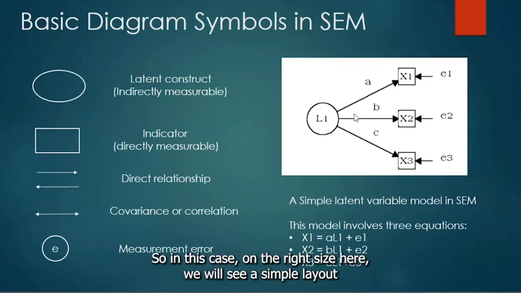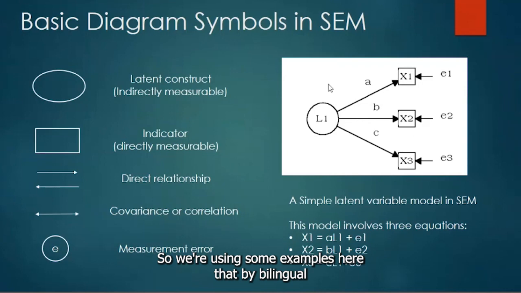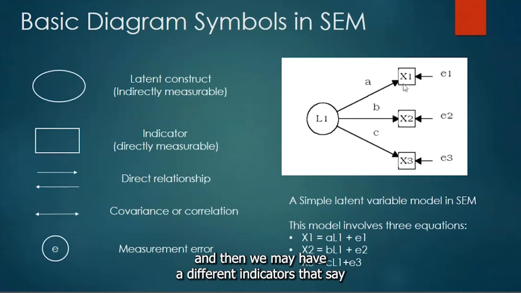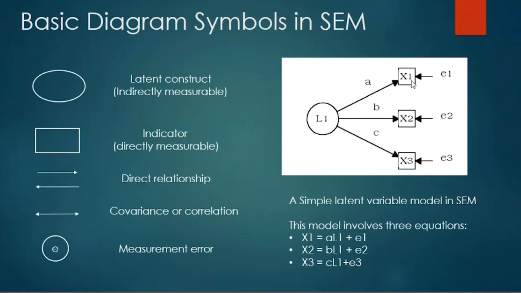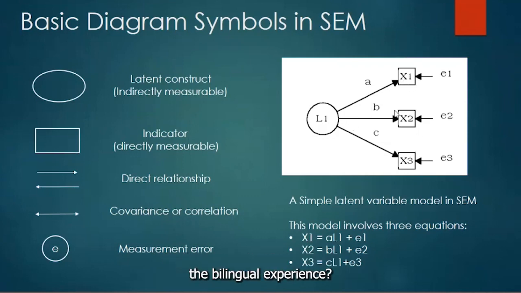So in this case, on the right side here, we will see a simple latent construct being represented in SEM. Using some examples here, for bilingual experience as a latent variable, we may put our variable name here as bilingual experience, and then we may have different indicators, let's say language experience by what TV program we usually watch, right? So that could be one of the indicators we use to represent the bilingual experience.